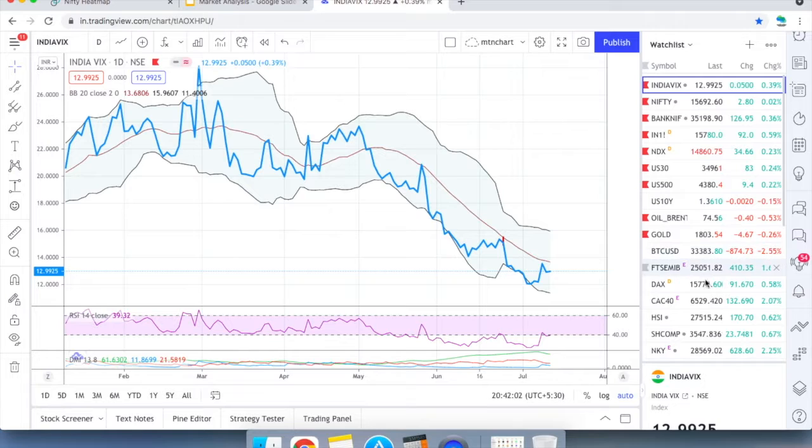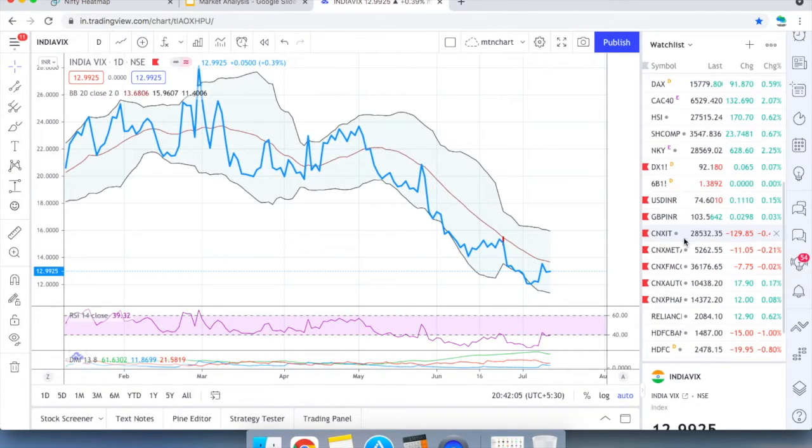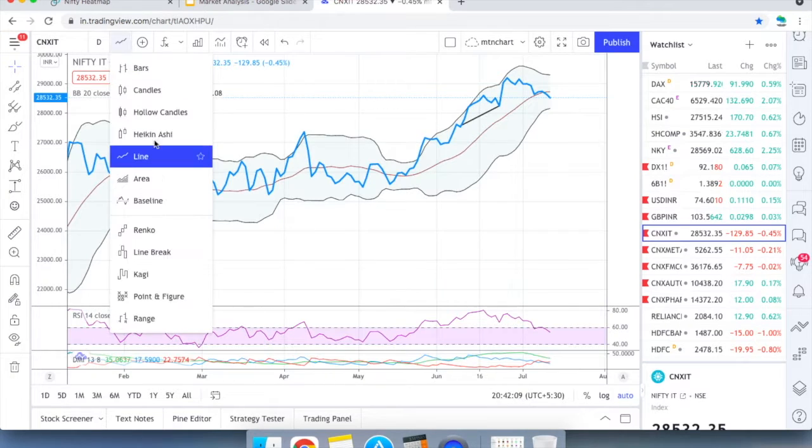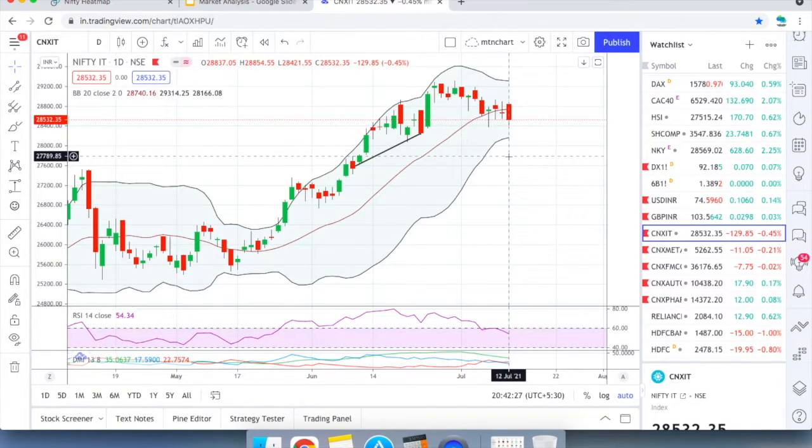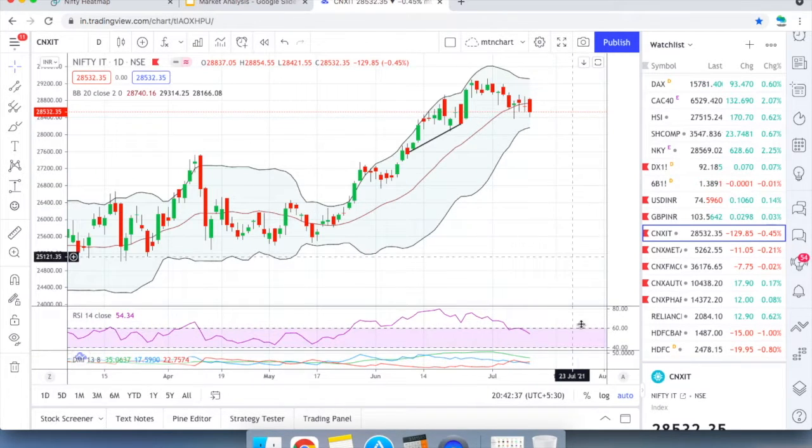Let's look at the chart quickly on the indexes. Here, this is the Nifty IT, information technology. If you look at the chart of the IT index on the daily time frame, we can see that it has slipped to sideways. So the momentum bullish divergence didn't work out. The bullishness is gone. It has turned sideways.